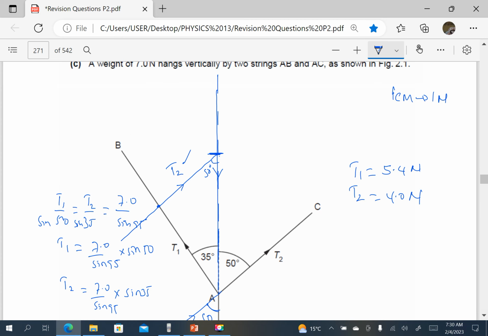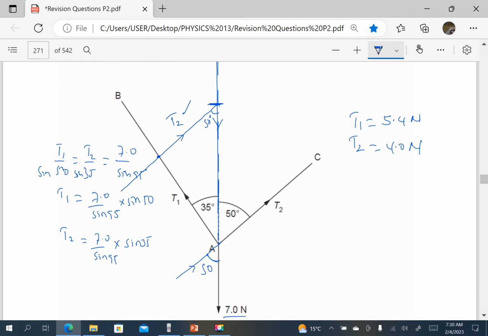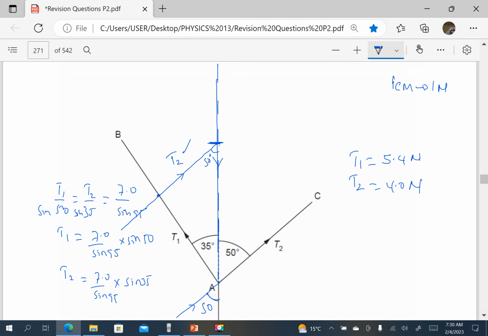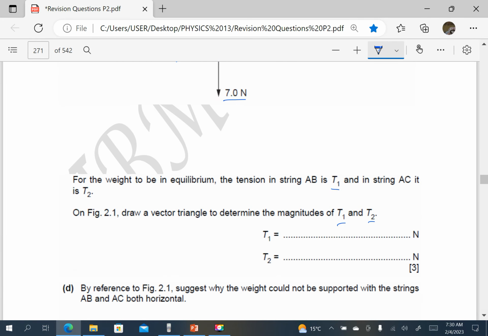1 centimeter was representing 1 Newton. So when I draw the triangle to scale, it is giving me 4.0 centimeters for T2, which is 4.0 Newtons, and 5.4 centimeters for T1, which is 5.4 Newtons. So by scale, where 1 centimeter represents 1 Newton, I'm getting T1 as 5.4 and T2 as 4.0. In the book, you may not exactly get the same answer, but there's an allowance. The answers will still be around 5.4 and 4.0.